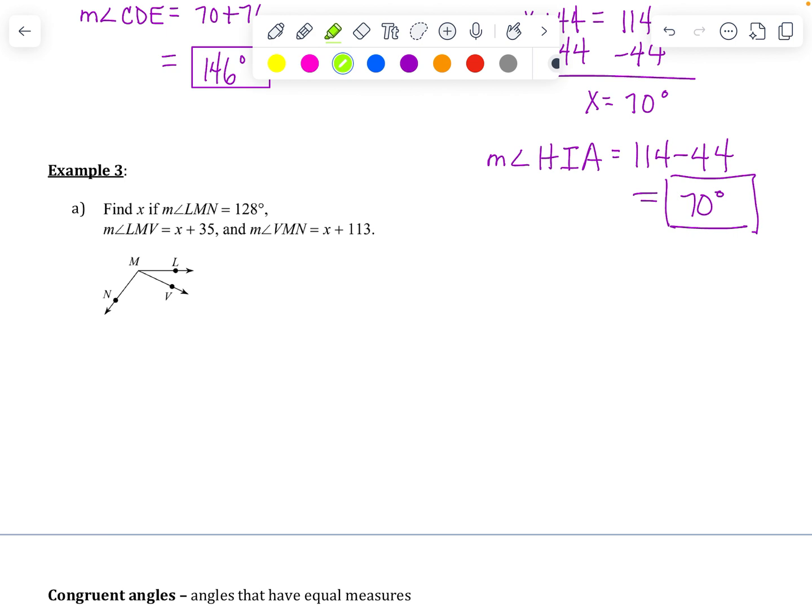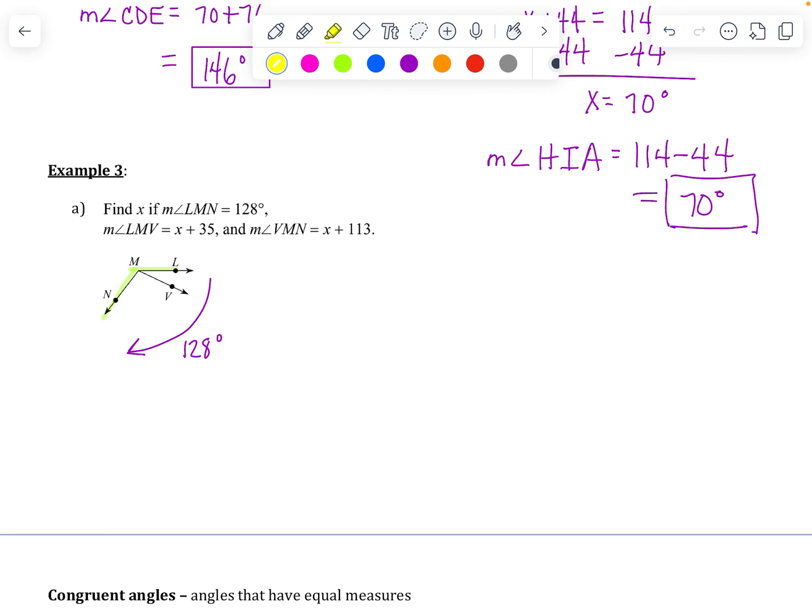So the way it works, if they're telling you find x, if the measure of angle LMN is 128, I say take a highlighter out, put it on L, trace to the M, then trace to the N. That's that whole big outside part. See how the V is in between everything? The outside big angle is the one that is LMN. And they're telling you that one is 128 degrees. So the whole thing is 128 degrees.